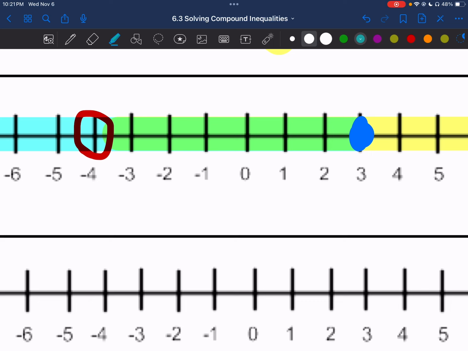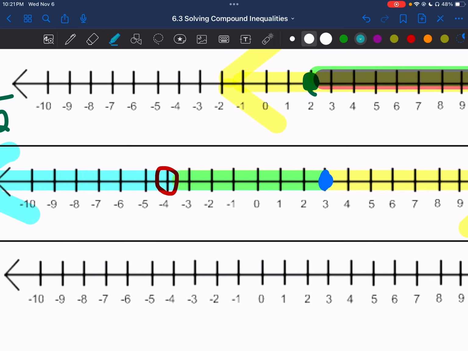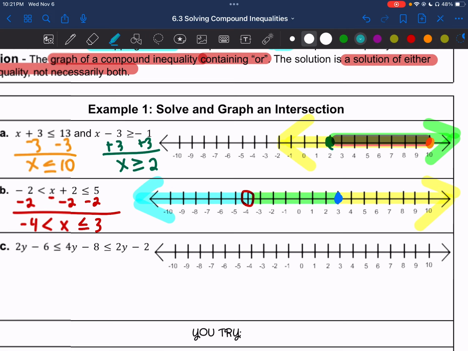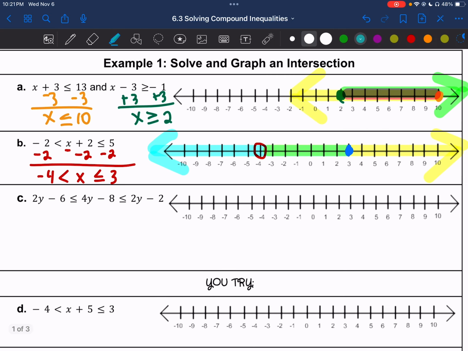As you are graphing this, I need it to be very, very clear where your overlap is. So I strongly encourage you to use two different colors when you're doing your work, or use a pencil and a pen on paper. Some way so that I know definitively where my intervals are and where my overlap is.